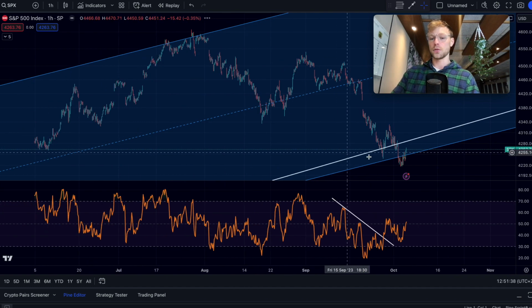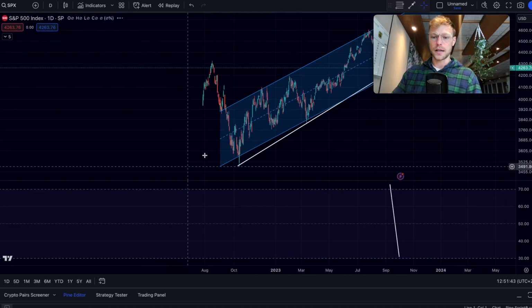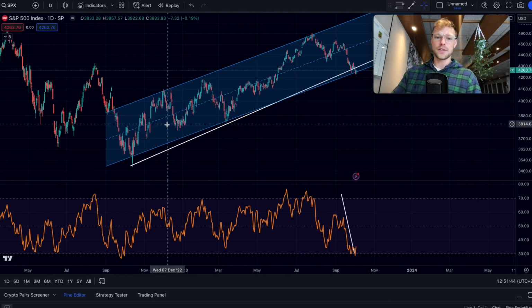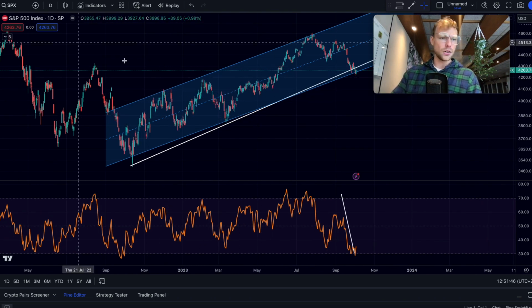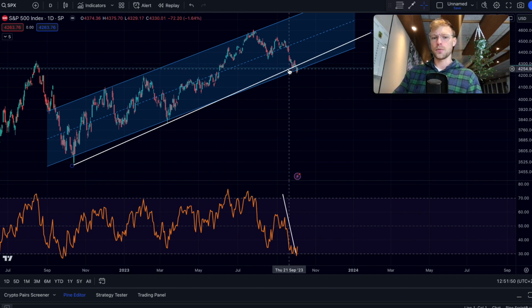And the S&P 500 right now is at massive support. So if we go to the daily time frame right here, we can see that we have this rising channel. And I drew this white line again yesterday, and it looks like we broke down.